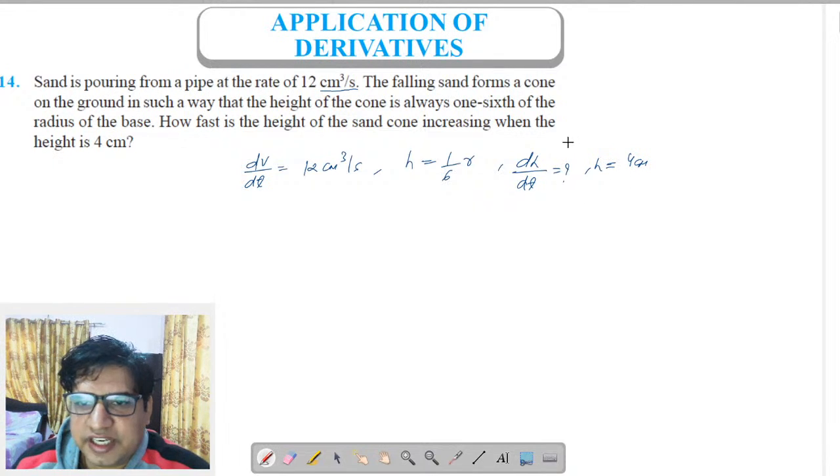ठीक है, so at any point of time the volume of the sand that is pouring in is 12 centimeter cube per second. Okay, and the height of the cone is always 1/6 of the radius of the base, and at some point where height of the cone is 4 centimeter, we need to find how fast the height of the sand cone is increasing. ठीक है, और आपको मालूम भी होगा the volume of the.